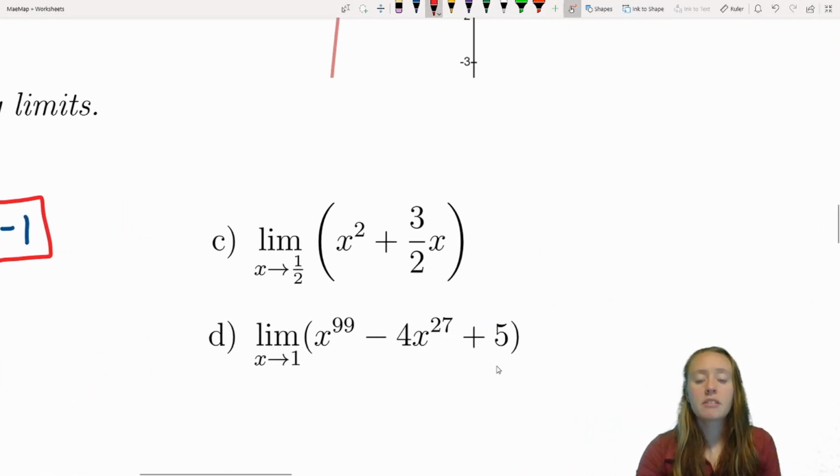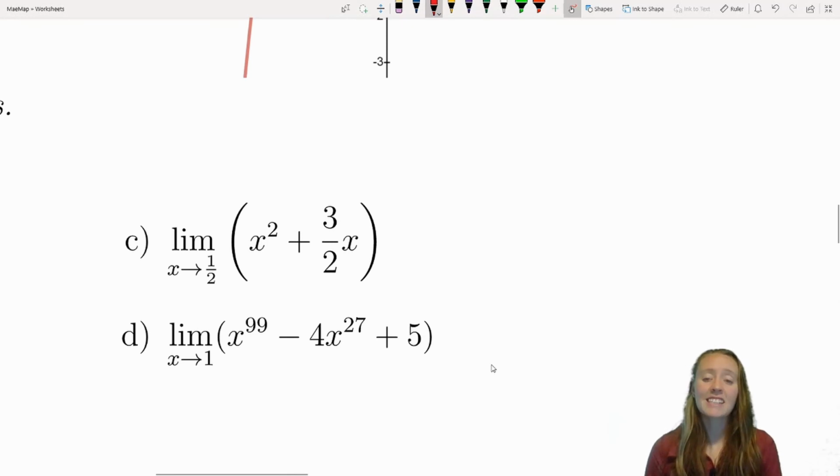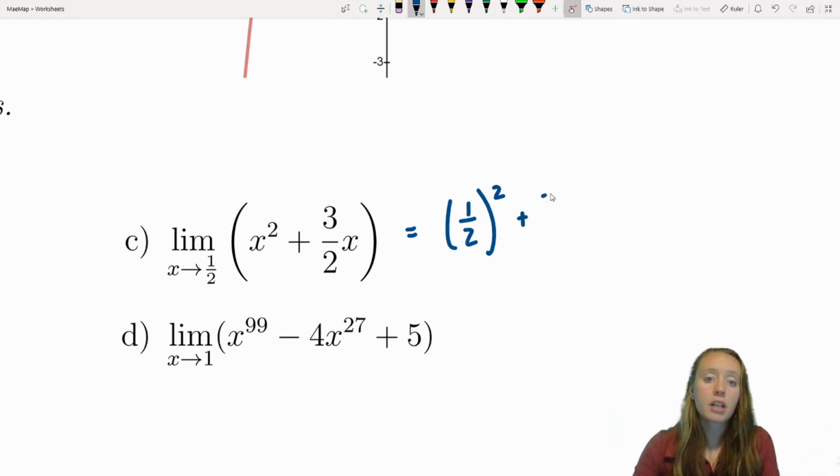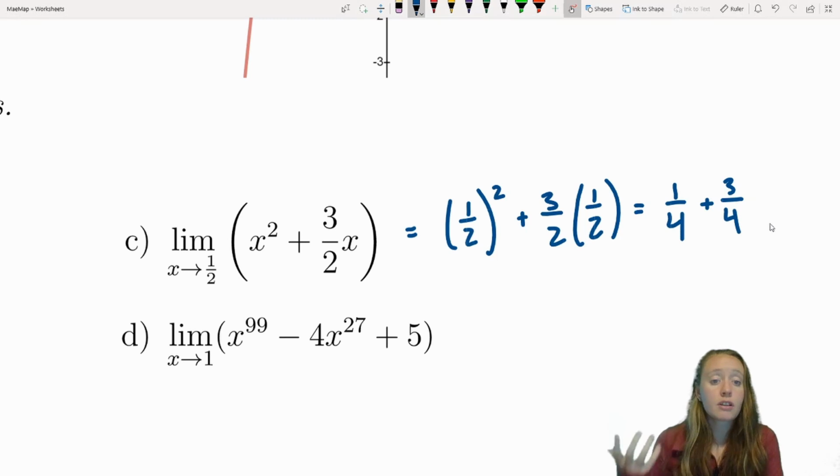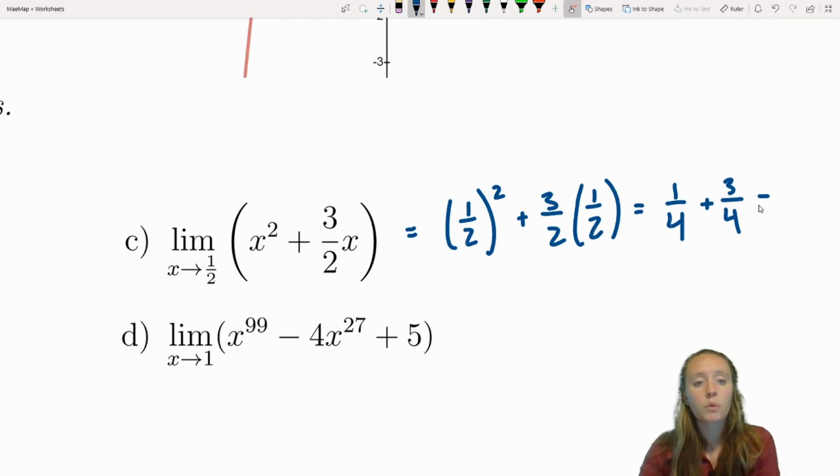Moving on to part C, my polynomial function in this case is x squared plus 3/2 x, and I'm plugging in 1/2 for x. So I'll get 1/2 that quantity squared plus 3/2 times 1/2. 1/2 squared is going to give me 1/4, and I'll be adding that to 3/2 times 1/2 is 3/4. 1/4 plus 3/4, 4/4, that's going to be equal to 1.